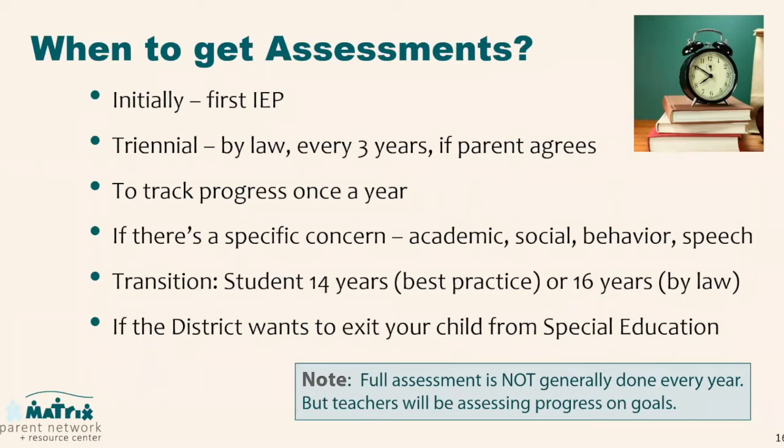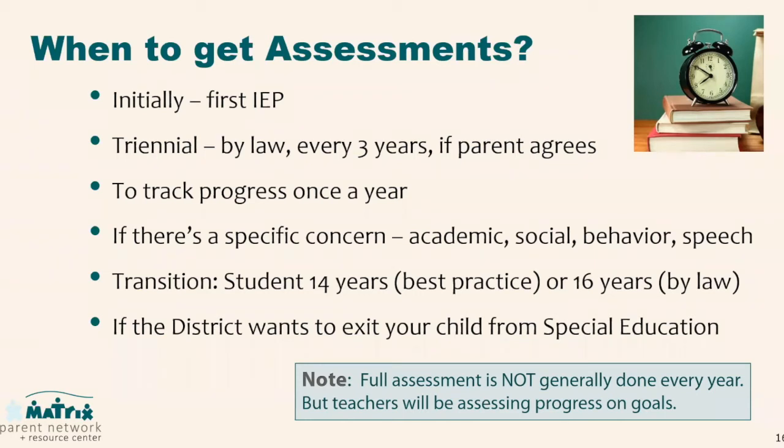Transition, and that means when your child is starting to go through the transition process from high school into adult life. And best practice for that is that there be some assessment done when they turn 14 years old, but it must be done when they're 16 years old by law, because the federal law that governs special education specifically says 16 years old is when the transition occurs.